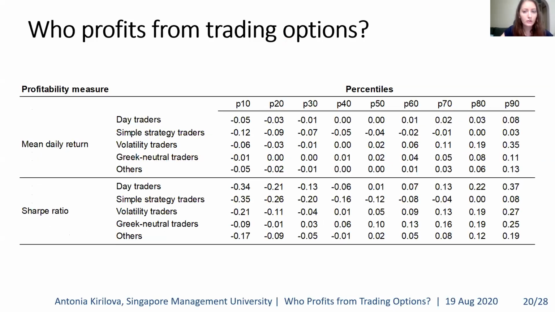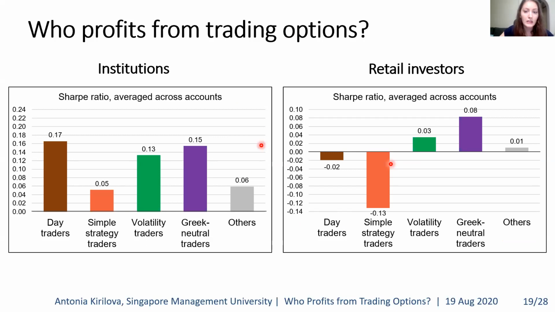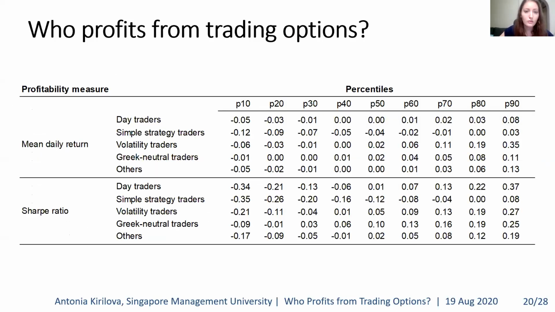Here, in the graphs we see means, and I also show the percentiles for mean daily return and for Sharpe ratio for the different strategies. I just want to note that simple strategy traders are losing money up to the 80th percentile. They only start to make a profit at the 90th percentile. While for Greek neutral traders, their Sharpe ratio is always positive above the 20th percentile.